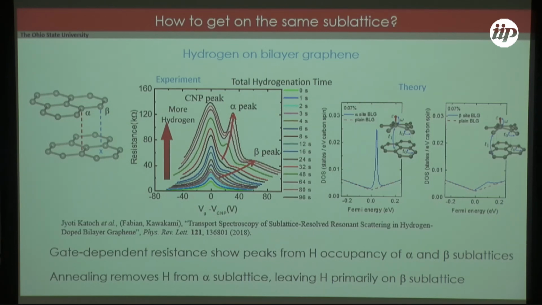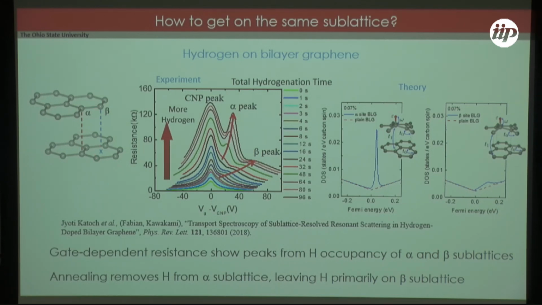Monolayer graphene, both sublattices are the same. But it turns out if you have hydrogen on bilayer graphene, the two sites are not the same. One we call the alpha, which has beneath it another carbon, and beta has beneath it an opening, the center of the hexagon. Okay, so they can be different.